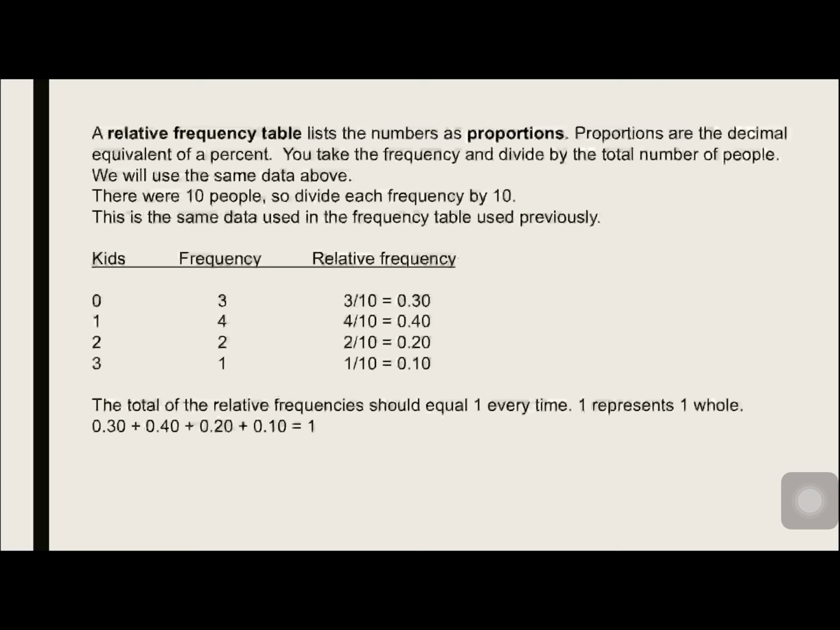The total of the relative frequencies should equal 1 every time because 1 represents one whole. We're finding which portion each one was. So if you add 0.30, 0.40, 0.20, 0.10, that equals 1 for one whole.